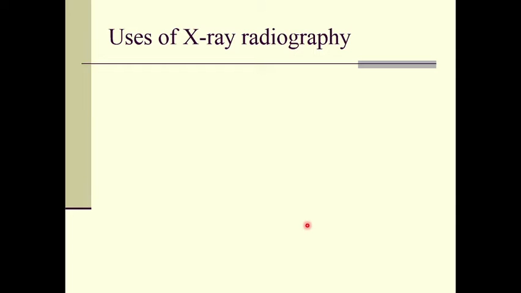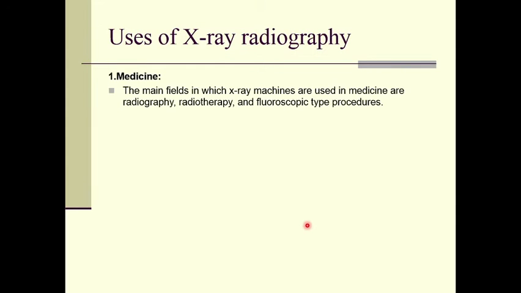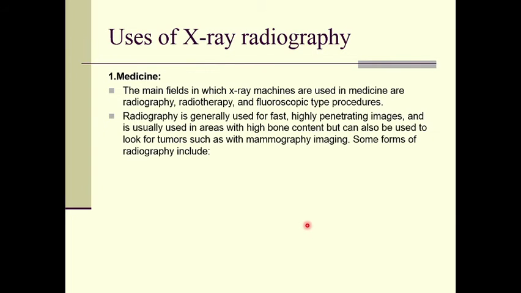So what are the uses of this X-ray radiography technique? In medicine, the main fields in which X-ray machines are used are radiography, radiotherapy and fluoroscopic types of procedures. Radiography is generally used for fast, highly penetrating images and is usually used in areas with high bone content, but can also be used to look at tumors, such as with mammography imaging.